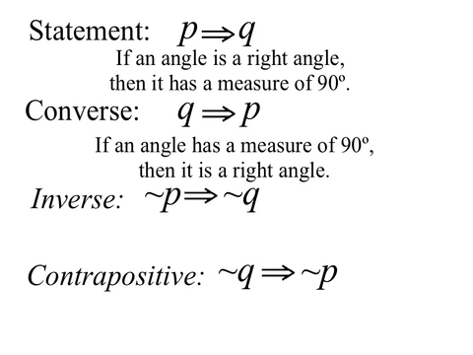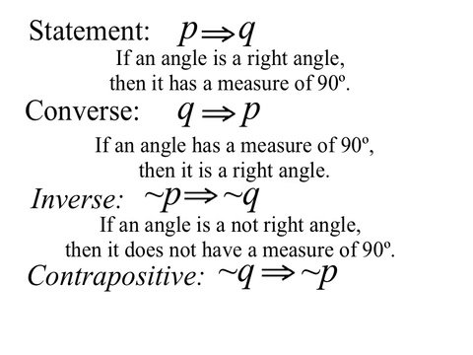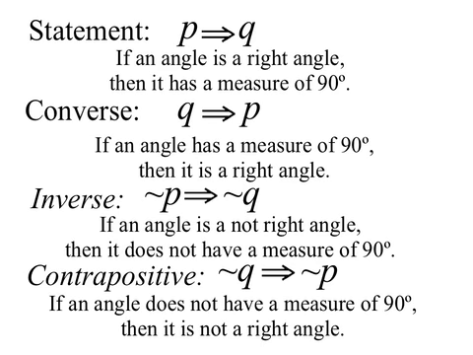The converse we already know. If an angle has a measure of 90 degrees, then it is a right angle. And now the inverse. If an angle is not a right angle, then it does not have a measure of 90 degrees. And finally, the contrapositive. If an angle does not have a measure of 90 degrees, then it is not a right angle. Well, of course, this is a definition. All four of these are true statements. The original statement, the converse, the inverse, and the contrapositive, all true.